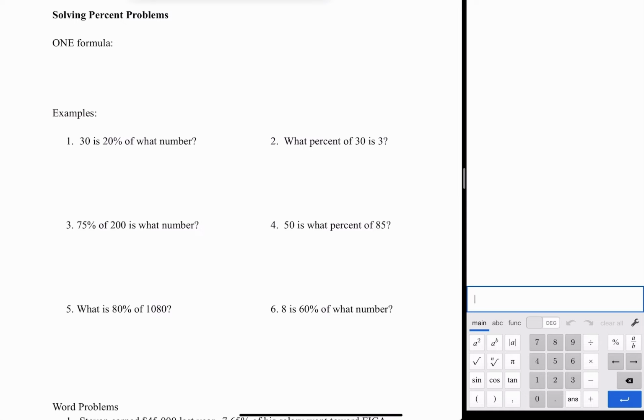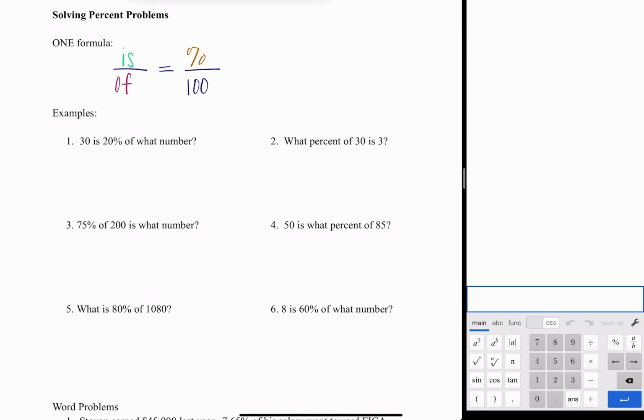What we are going to use is this one formula right here. I don't want it to be pink though. We are going to use is over of equals a percentage over 100.